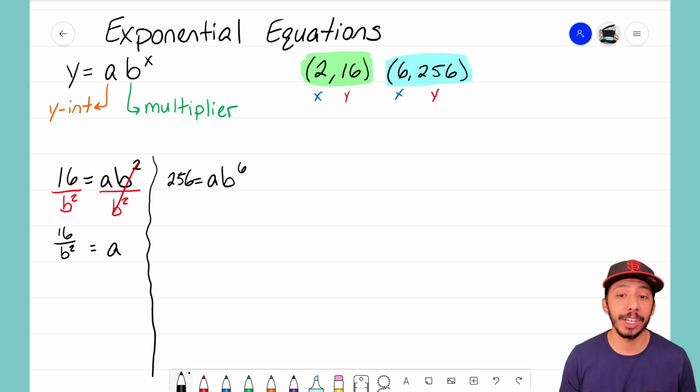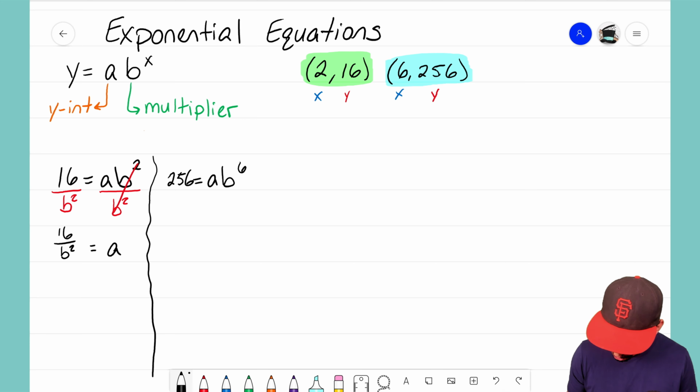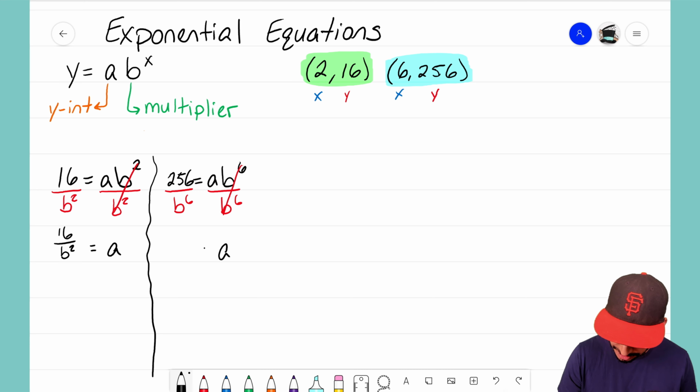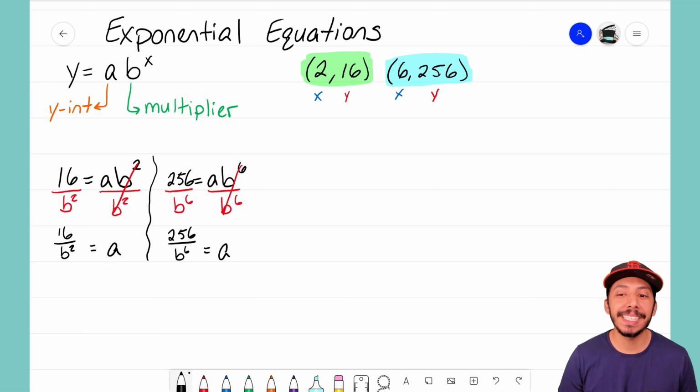And now we know what a equals. We know that a equals 16 over b squared. We're going to leave that there, and we're also going to do the same exact thing on this right equation. I want a by itself. Right now a is being multiplied by b to the 6th power. So I will just need to, on both sides, divide by b to the 6th power. I do that, and these b's on the right will cancel, just like our left side. And I'm left with a equals 256 over b to the 6th power. And we see how I've solved both equations there now for a.